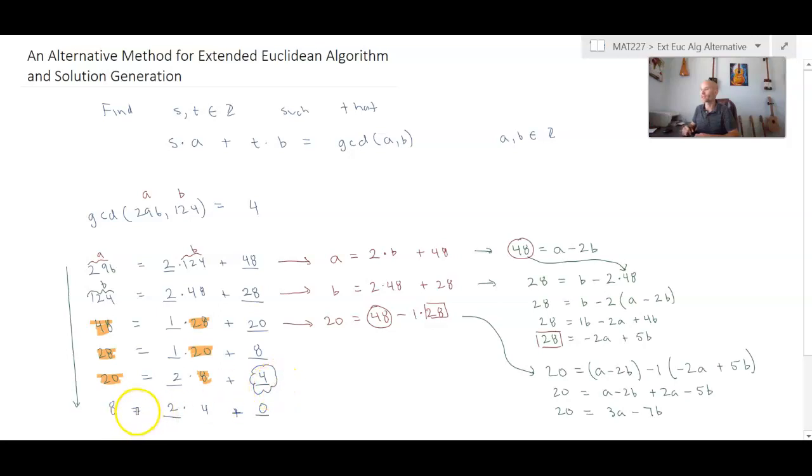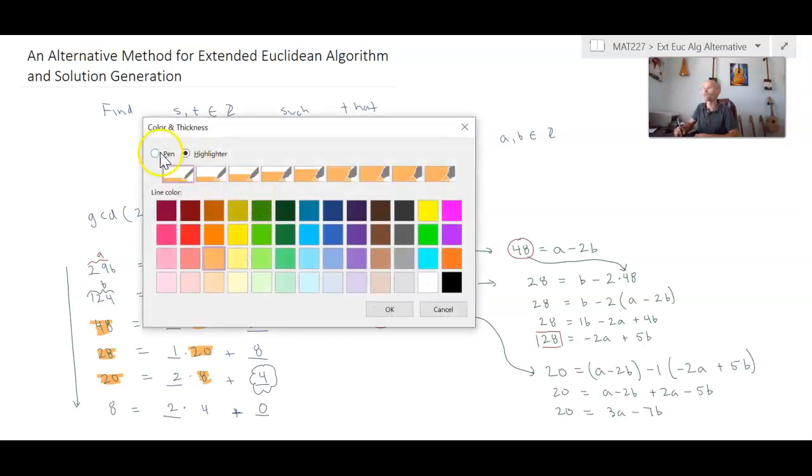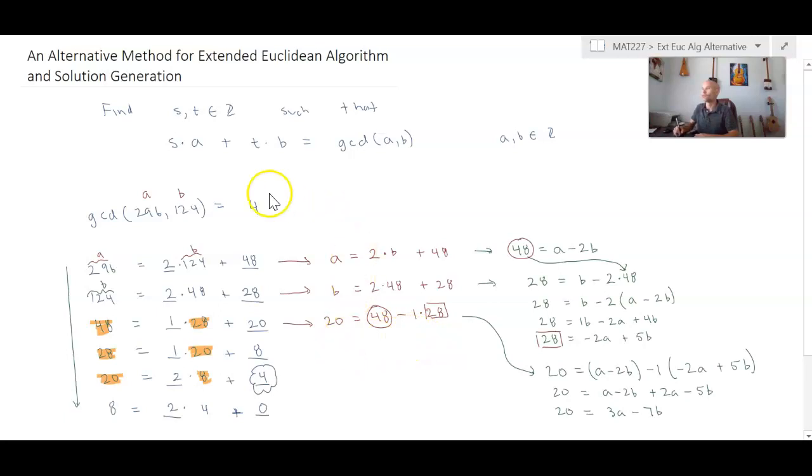We don't need to go on to this last line because that will already give us some combination of a and b equals 4, right? Because when we solve for 4 in this line here, we'll get 4 equals, and that's exactly what we're hunting for. So this just makes it a lot easier, I think, to keep things organized. So let's move to the next line.